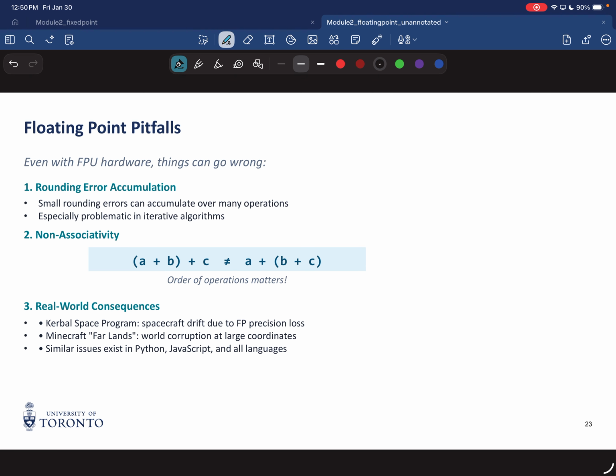For example, here, the Kerbal Space Program, it says the spacecraft drifts due to floating point precision loss, because it's that important. Or Minecraft if you played. So, similar issues. Yes, your world would corrupt at large coordinates in Minecraft if you do that.